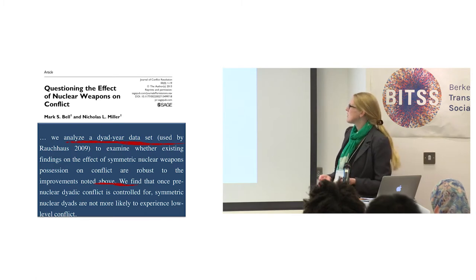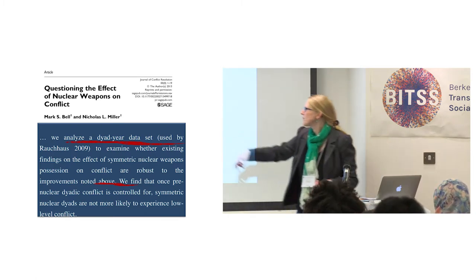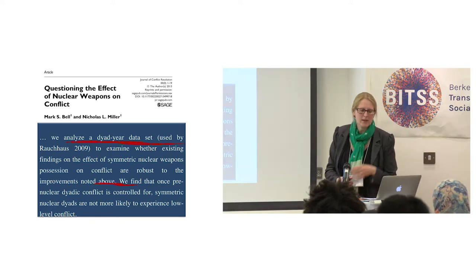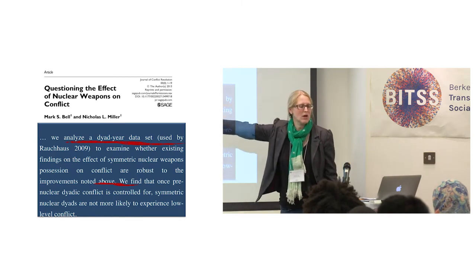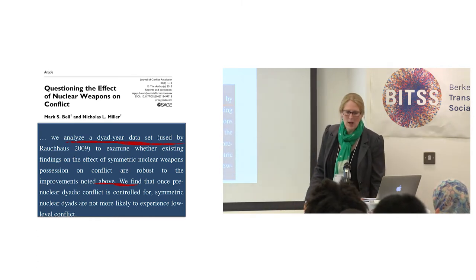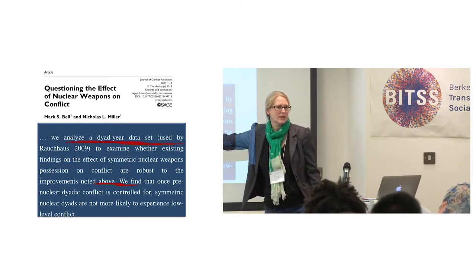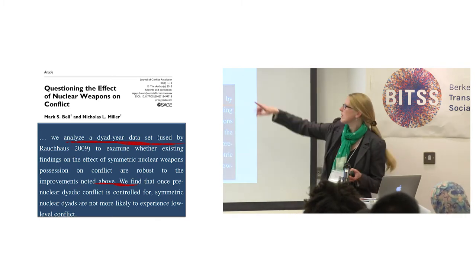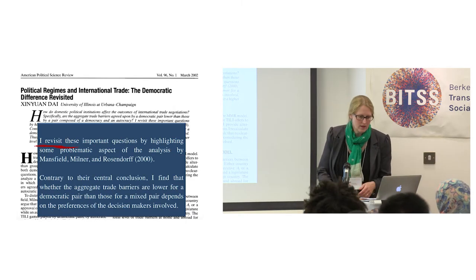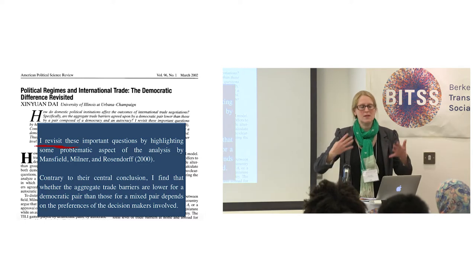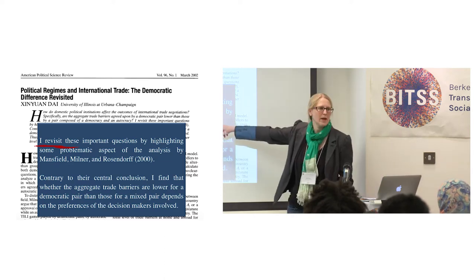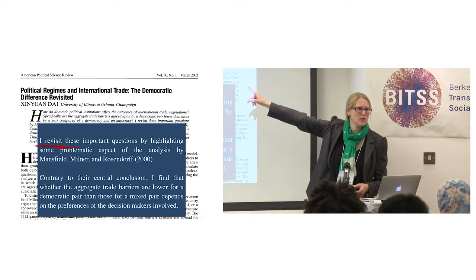Okay? Or this is the Bell and Miller paper, I think that's the one that I talked about. We analyze a data set used by Rauchhaus 2009, right? So this is a replication, and we did some improvements. But they don't call it a replication study. They give it a proper, catchy title for a journal article. Or this one here: I revisit these important questions by highlighting problematic aspects of the analysis by this paper. Again, nowhere in the title can you see replication.